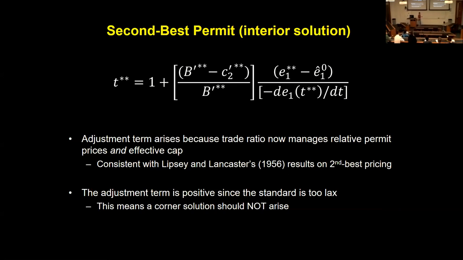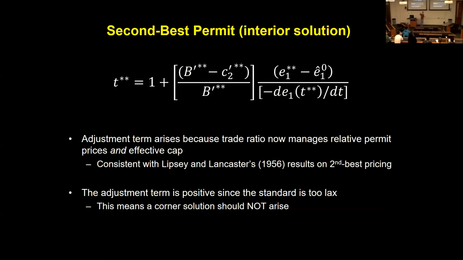So again, the adjustment term arises because we're now managing two things, the relative permit prices and the effective cap. This is consistent with Lipsey and Lancaster's results on second best pricing. The adjustment term is going to be positive here since the standard is too lax. We have a lax standard. Marginal benefits of abating should be higher than the marginal costs. And that means a corner solution should not arise. We should actually expect a value of T that's greater than one in this case.